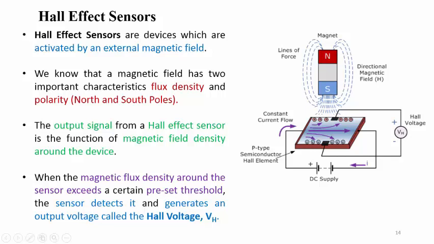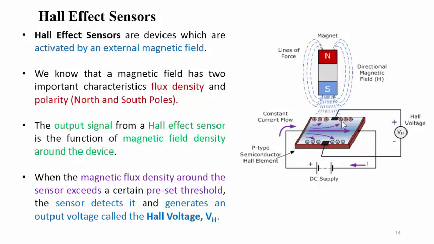Now we'll move to the next kind of sensor whose working is based on the Hall effect principle, or simply a Hall effect sensor. Hall effect sensors are devices which are activated by an external magnetic field. That is, if the sensor gets influenced by the external magnetic field, we get a change in the output voltage, or when the sensor comes into the magnetic field, it will produce the output.